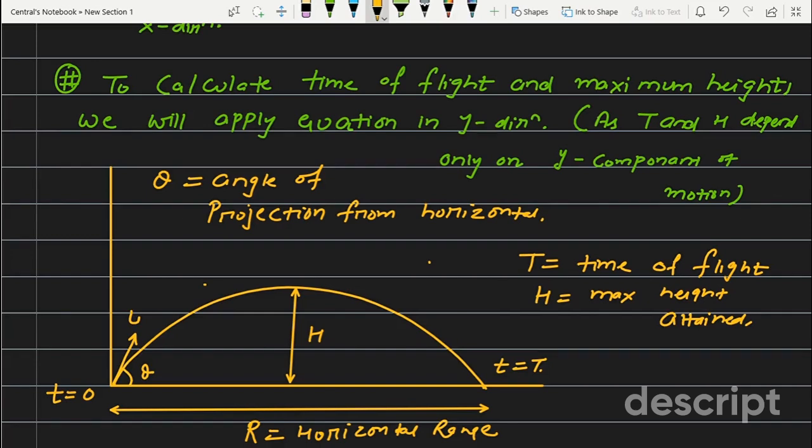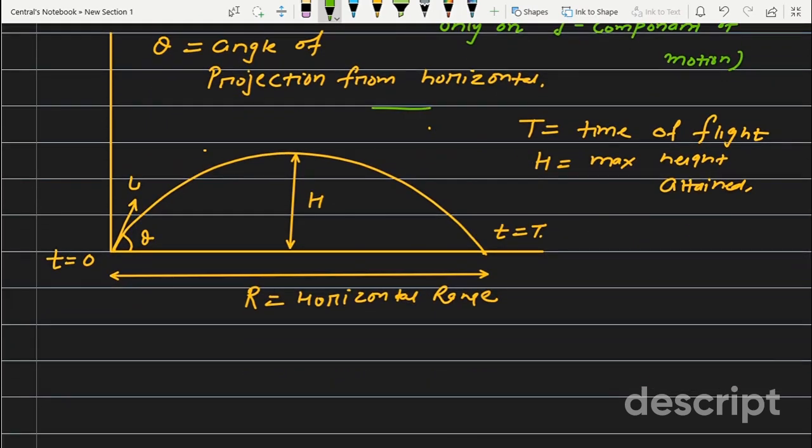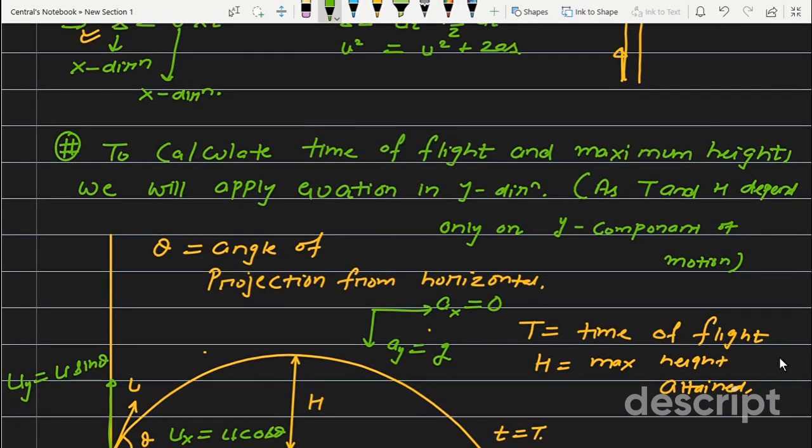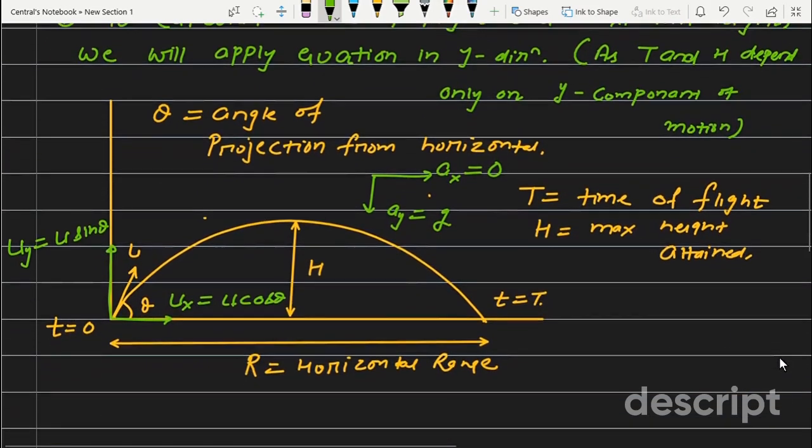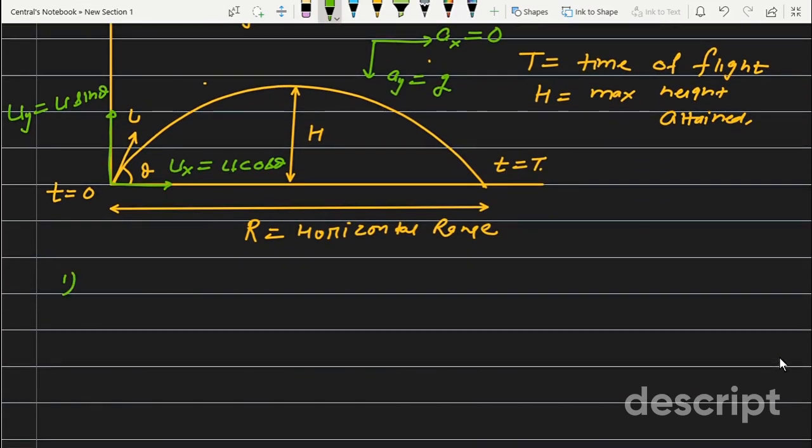Because we keep saying that we have to apply the equations independently in the x direction and y direction. So accelerations: we already know that in the x direction it is 0, and in the y direction it is g downwards. For velocity also we have already discussed, ux equal to u cos theta, uy equal to u sin theta. Now it has already been discussed that to find time of flight and maximum height you have to apply the equation in the y direction.